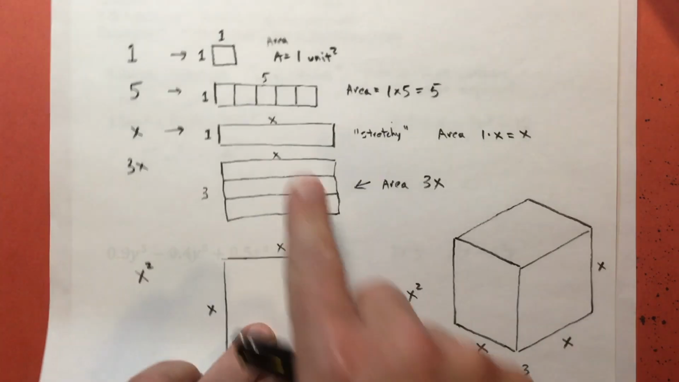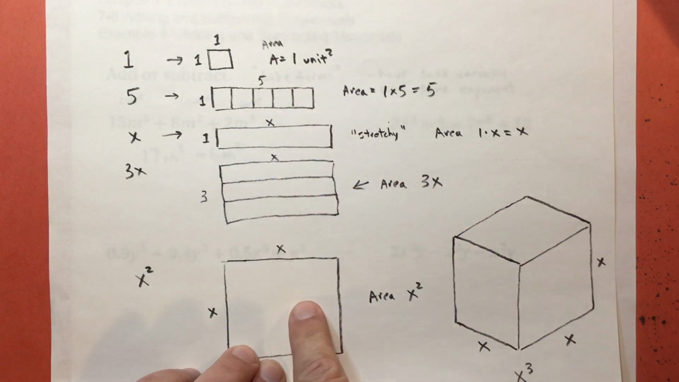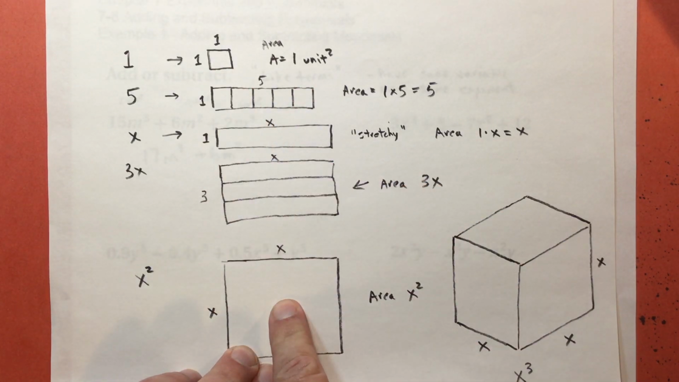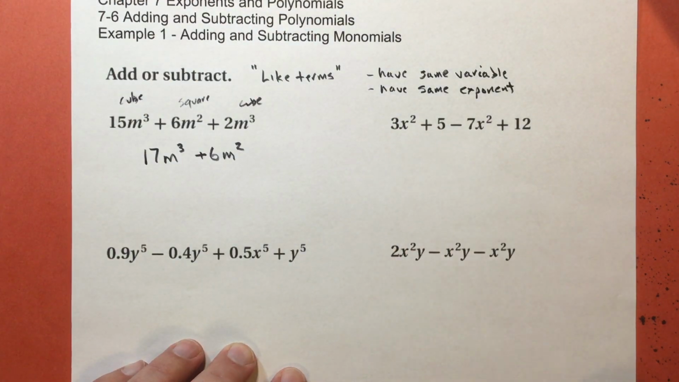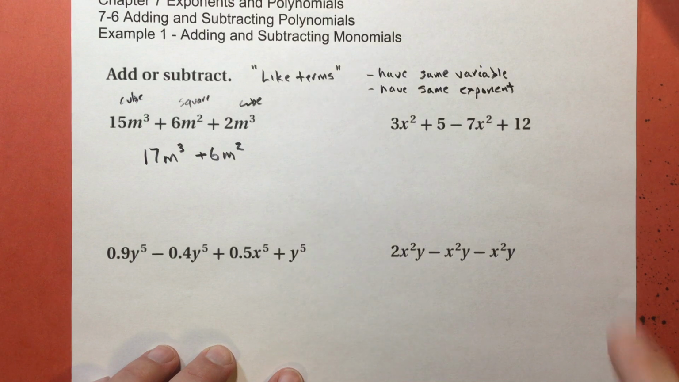5 means I've got this. That is not the same as that. These little squares are not the same as the big squares. So I cannot add these two together. They don't go together. They're not the same size.